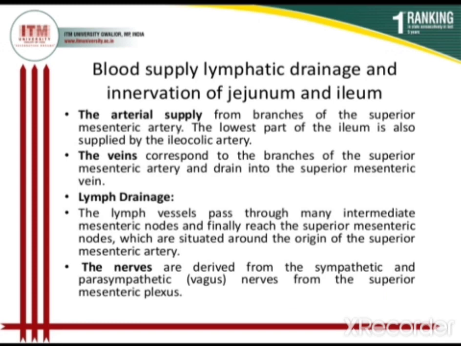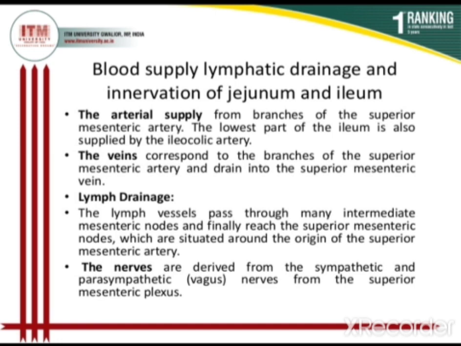The arterial supply is from branches of the superior mesenteric artery. The lowest part of the ileum is also supplied by the ileocolic artery. The veins correspond to the branches of the superior mesenteric artery and drain into the superior mesenteric vein.